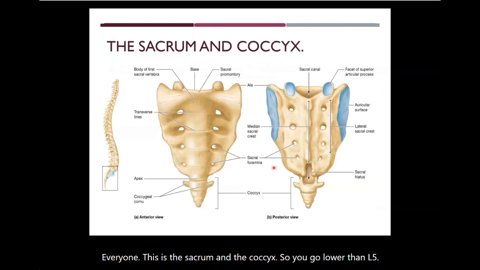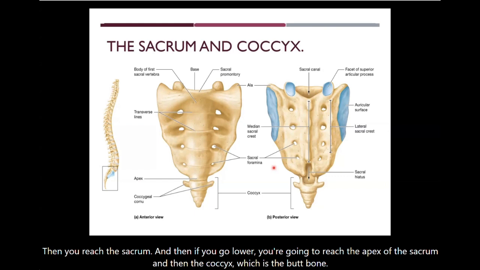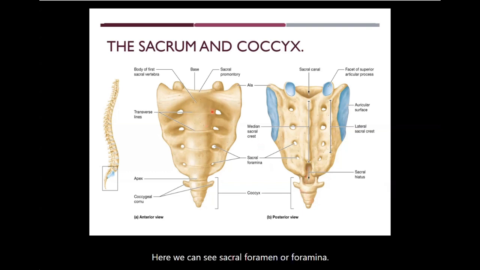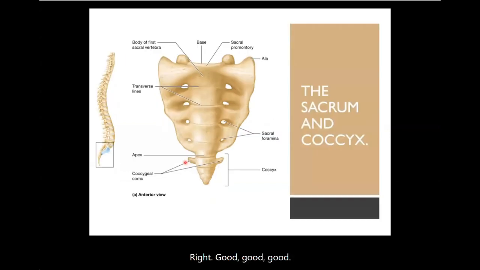Everyone, this is the sacrum and the coccyx. So you go lower than L5, then you reach the sacrum. And then if you go lower, you're going to reach the apex of the sacrum and then the coccyx, which is the butt bone. Here we can see sacral foramen or foramina. What does it mean? The openings of the sacral bone, right?